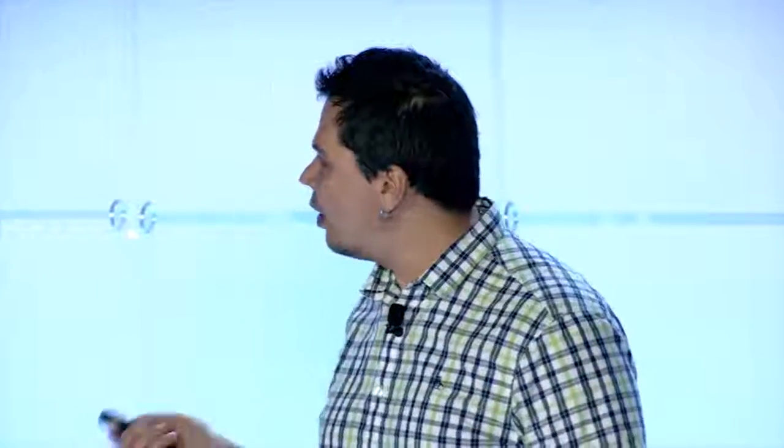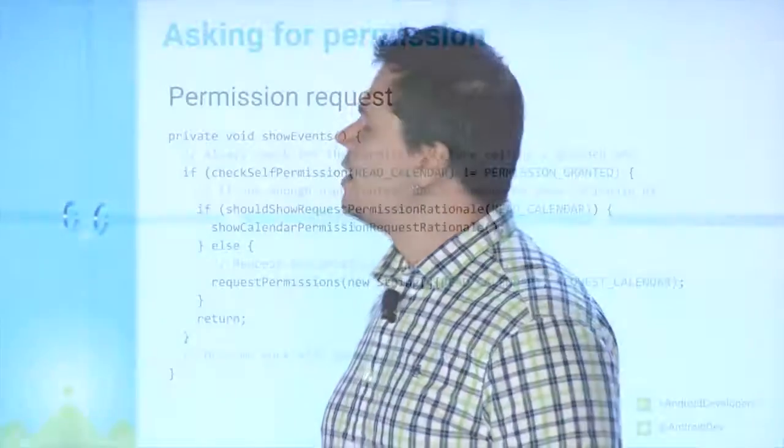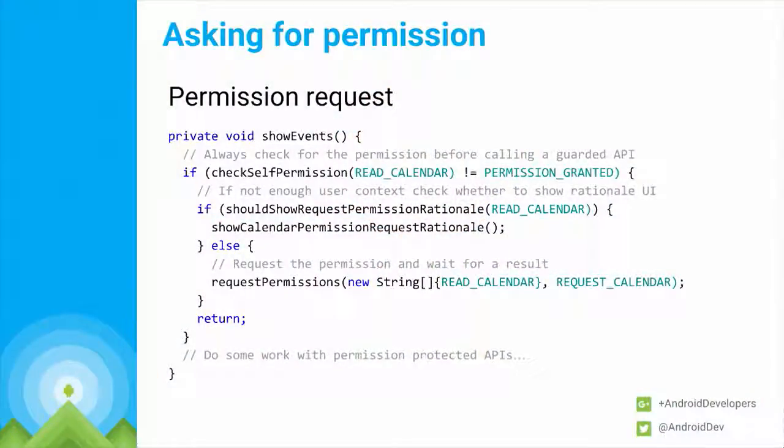Now that we have all the building blocks, here is how we put them together. It's really important. The very first thing you need to do when you call a permission-protected API, always first check whether you have the permission. If you have the permission, just go ahead and do the work. If you don't have the permission, now you can optionally check, should I show rationale? So should I help the user better understand why I need this permission, because the user already declined the permission? Otherwise, you just go ahead and request the permission.